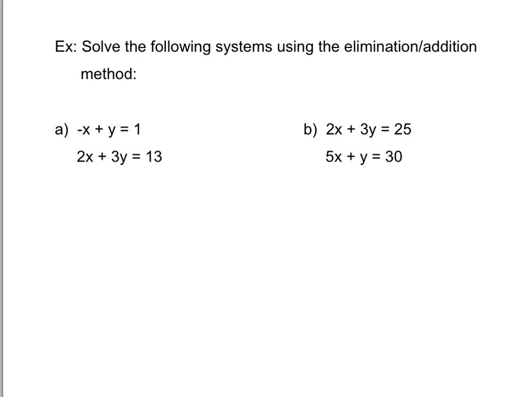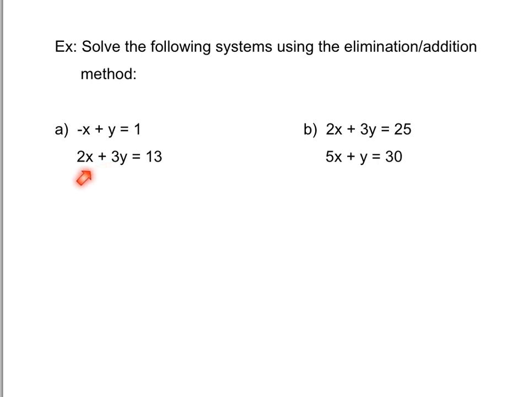So here we have our two equations. We can see that neither the x nor the y is isolated. So we can't use our substitution method or our comparison method very easily. So we're going to use our elimination method. So my first goal is to figure out which variable I'm going to want to eliminate. Do I want to eliminate the x or do I want to eliminate the y?